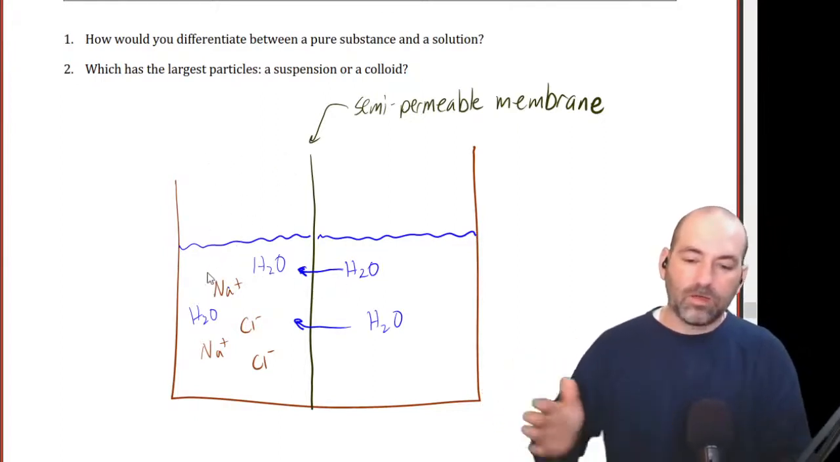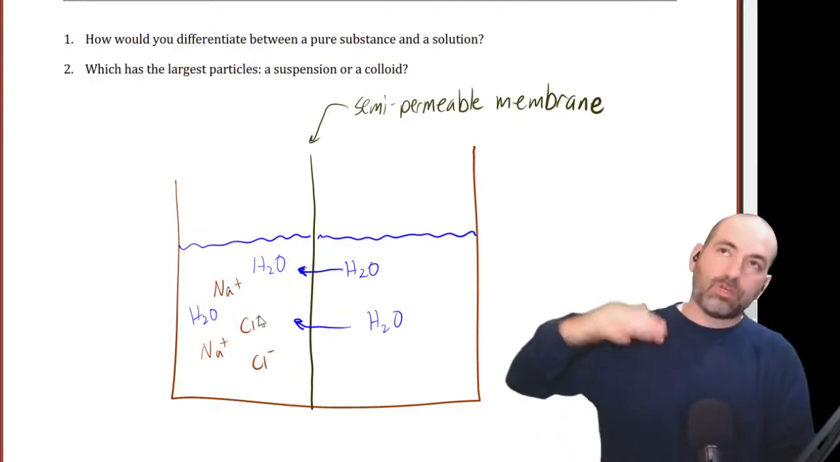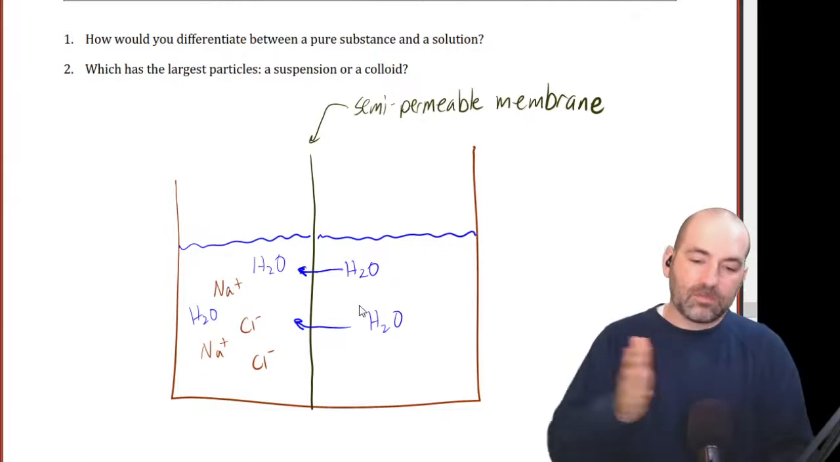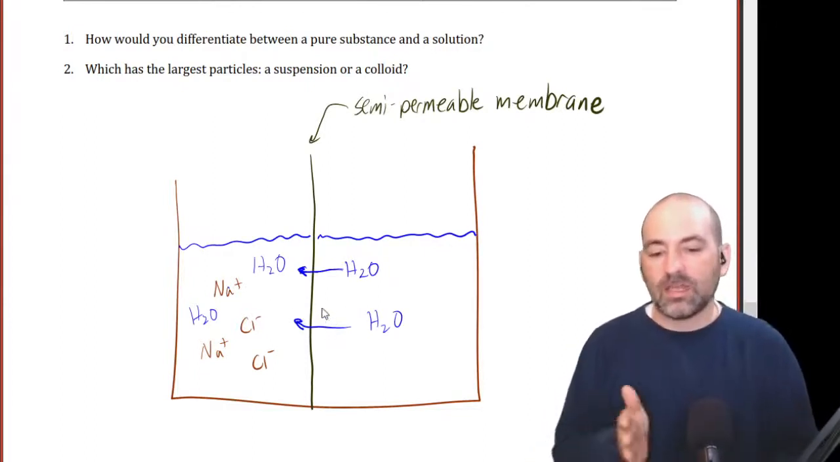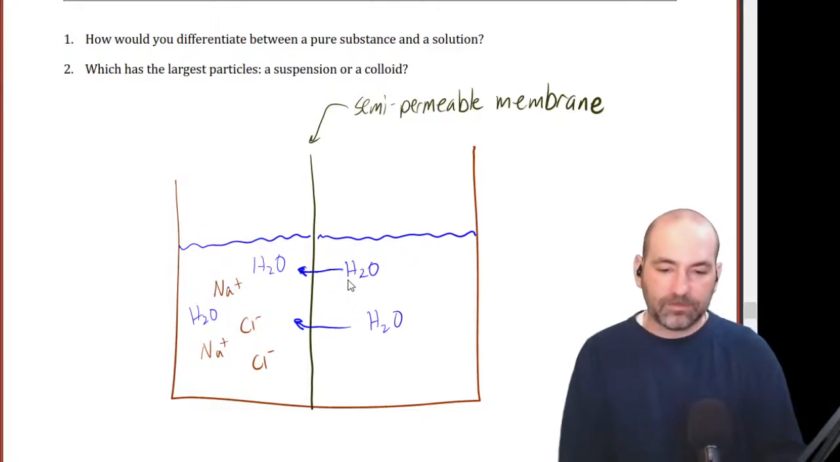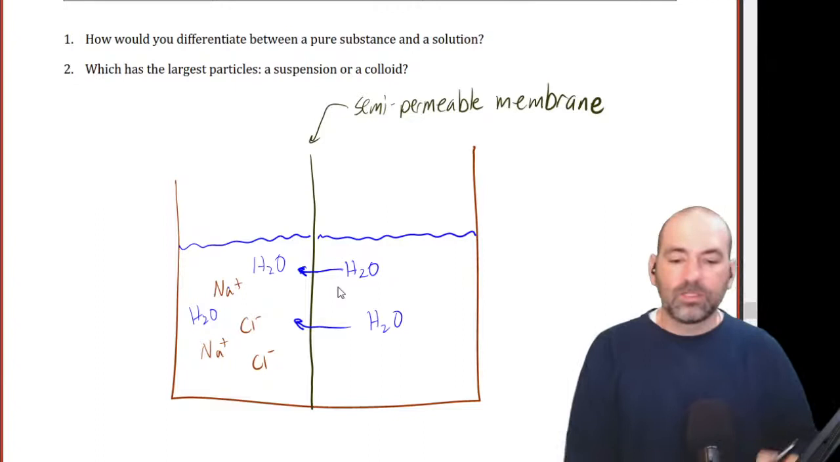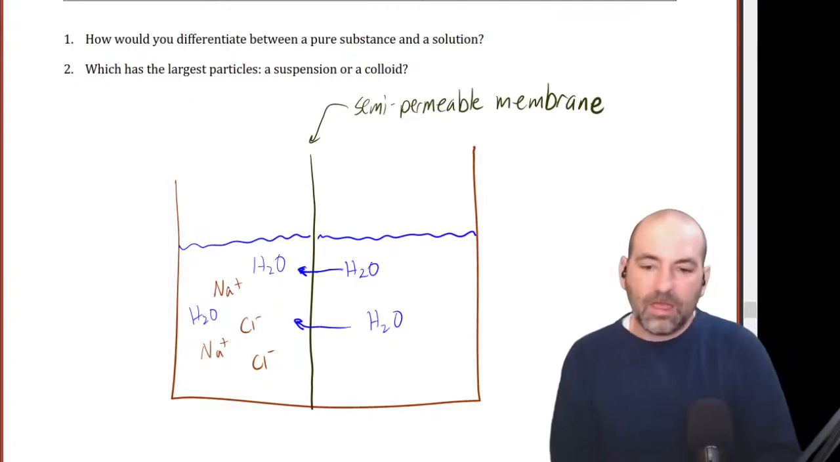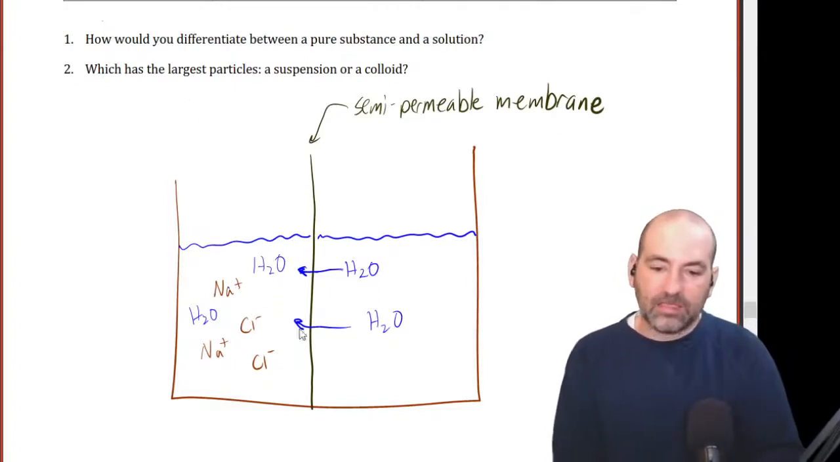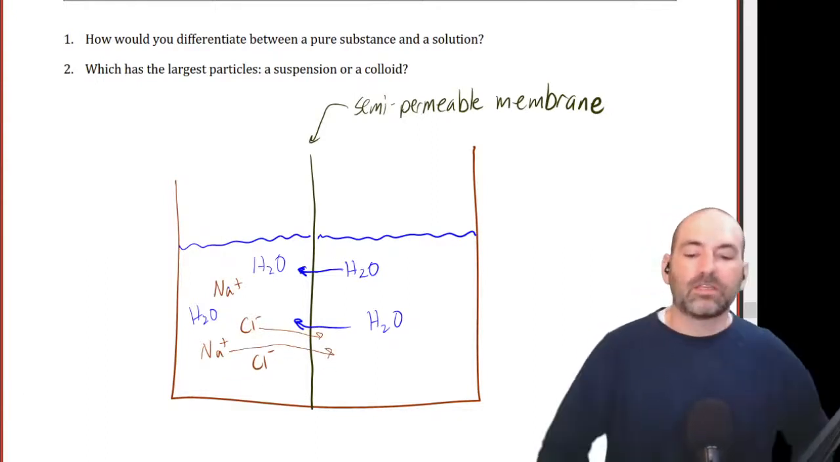So when the water moves across this membrane and the water level starts going up, that's pushing against the atmosphere. So this chemical force or phenomenon is actually exerting a pressure, and that pressure is called osmotic pressure. So the pressure being exerted on that membrane by water is known as osmotic pressure. Now, at the same time, these ions are going the other direction to, again, try to equalize the concentration.